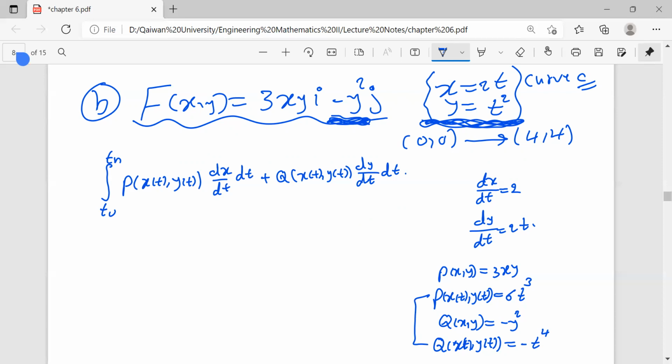And you also need to find t naught and tn. How to find t naught and tn? We have given that x is 2t. We give x naught and xn to this to get t naught and tn. Here x naught is 0, so t naught is 0 also, because if we replace x by 0, we get 2t equals 0, so t is 0. That means t naught is 0. And xn is 4. If we replace x by 4 here, we get 2t equals 4, so t is 2. Tn is 2. That means t naught is 0 and tn is 2. So t is between 0 and 2.